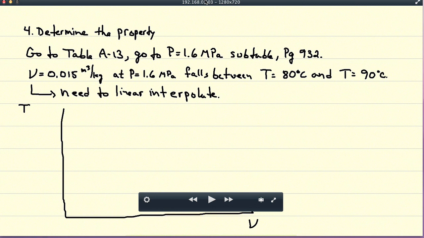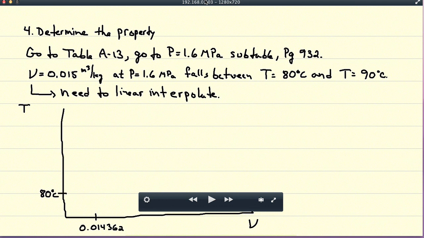Now I can plot the relationship between those two properties based on the known values that I have from the table. What do I mean by that? Well, I know, for example, that at a temperature of 80 degrees Celsius, my specific volume is equal to 0.01436.